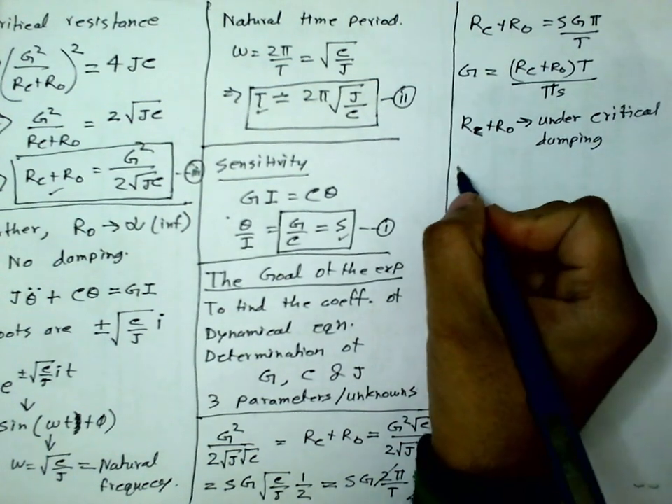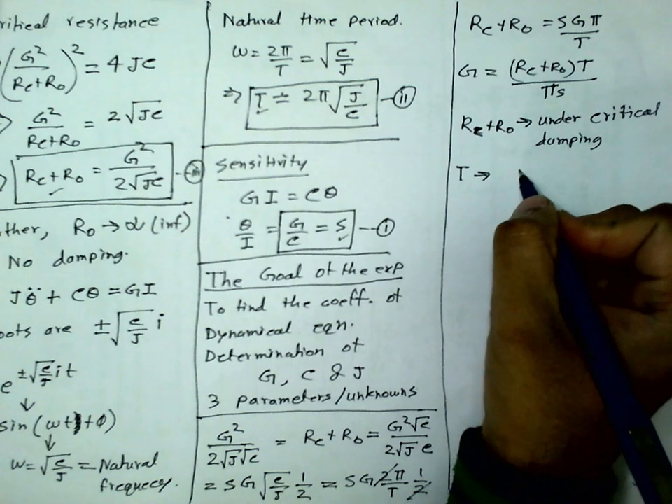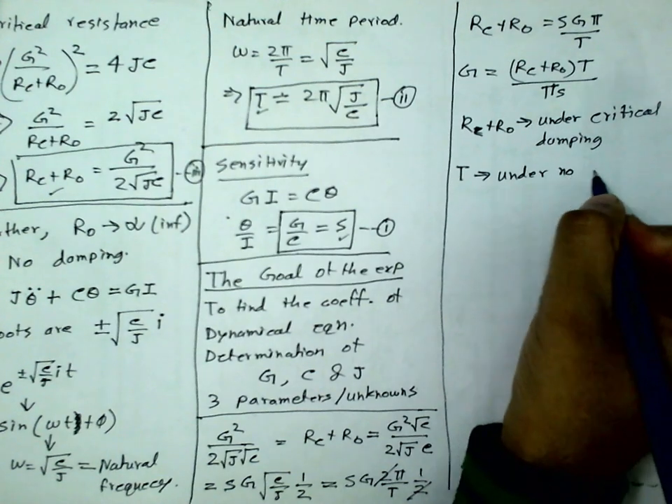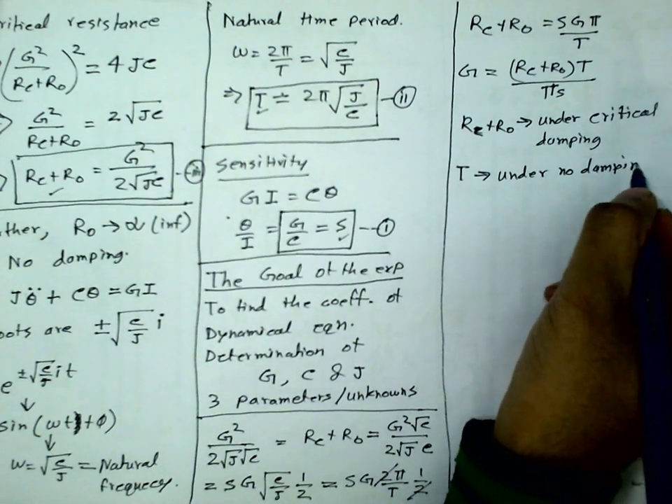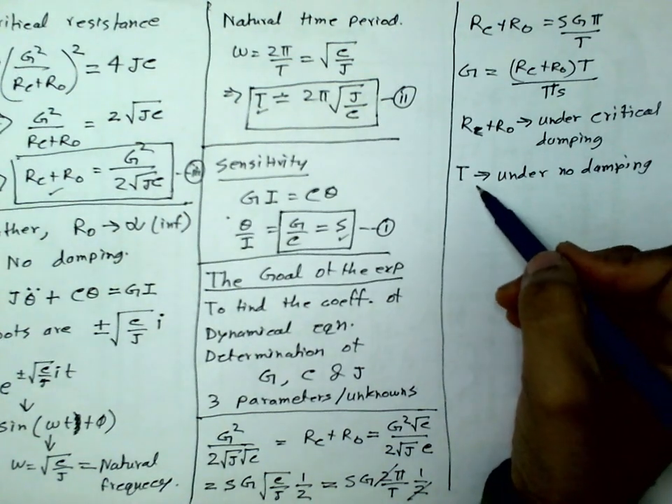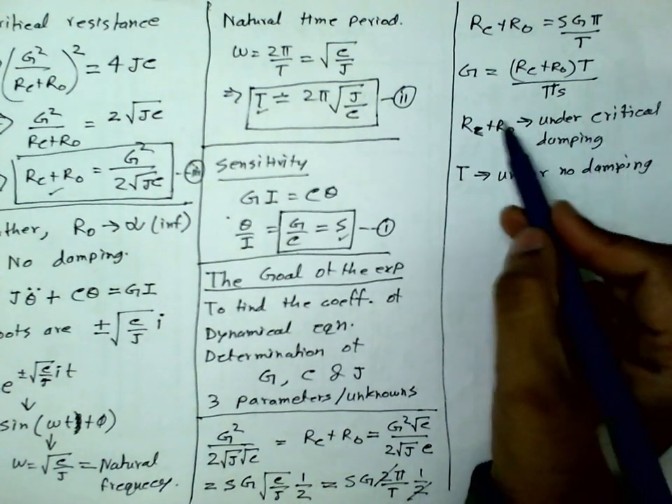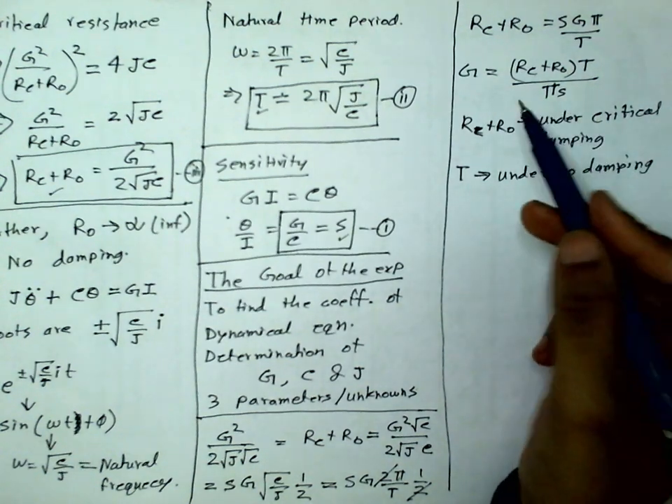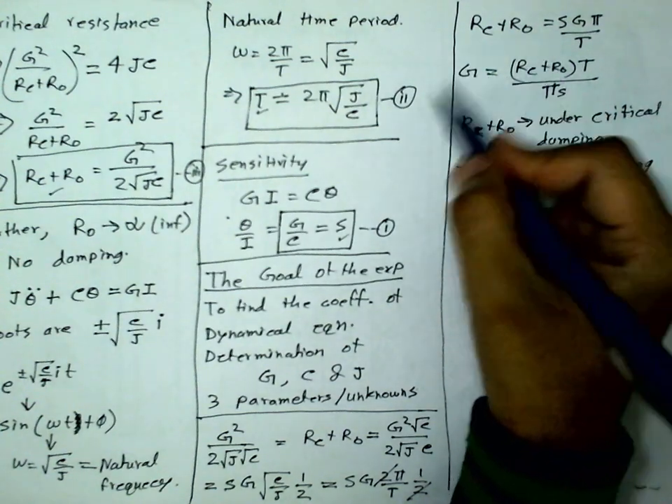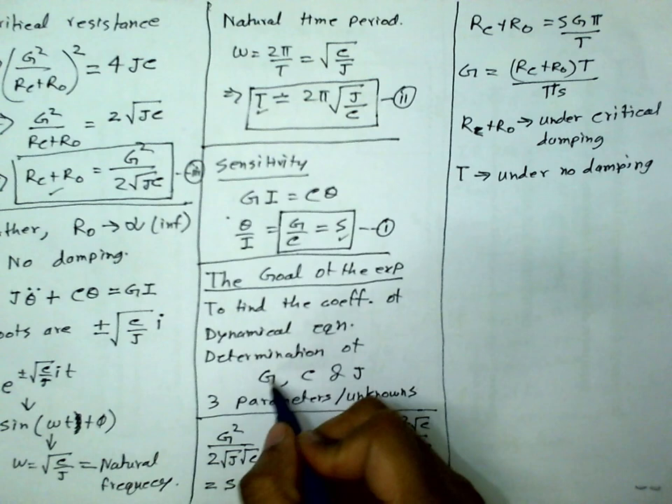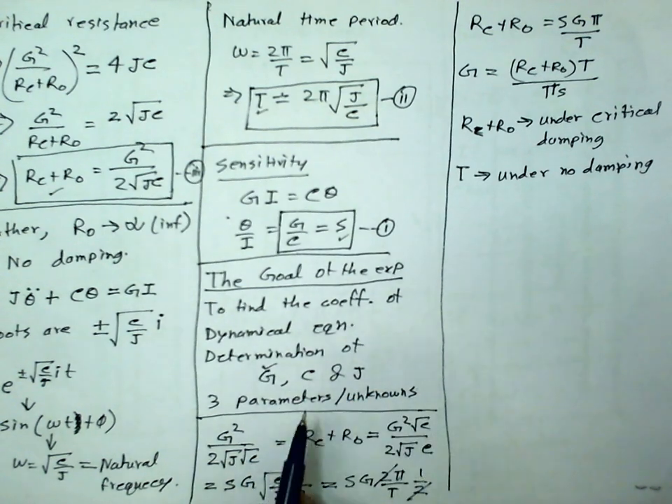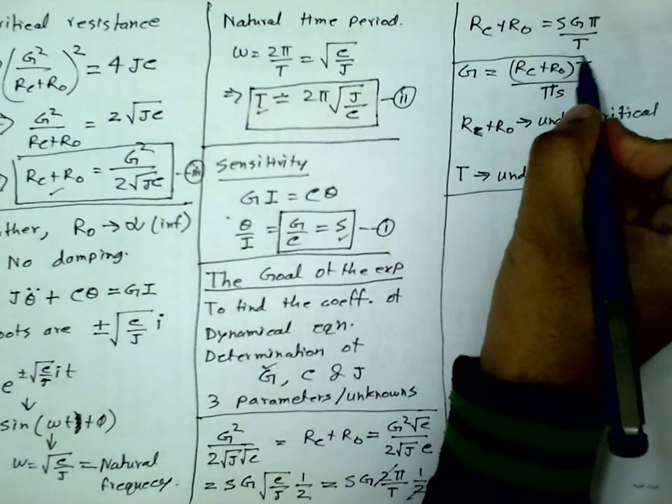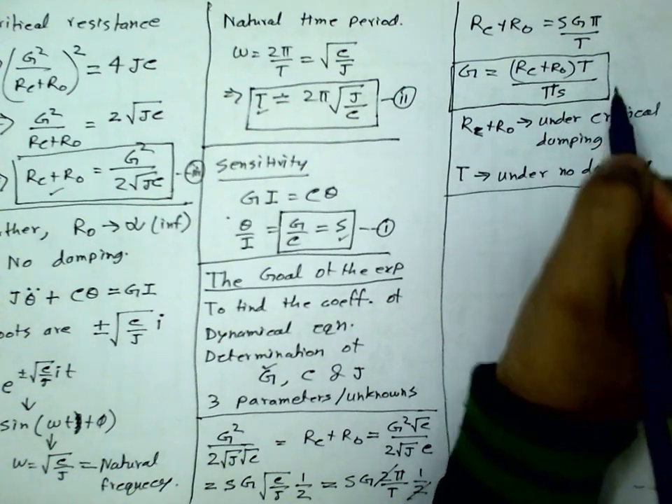And this T, this time period, is without any damping. So this is the natural time period under no damping at all. So you have to measure the completely undamped time period and the resistance which causes critical damping. Sensitivity can be measured, pi is a constant, so we can find G. So one parameter is already solved. So G is solved. Now you have to find C and J. So this is one equation to find G.